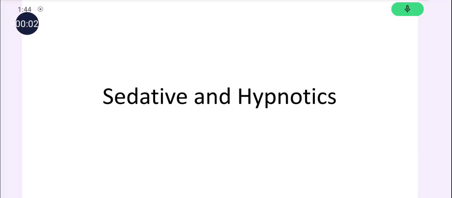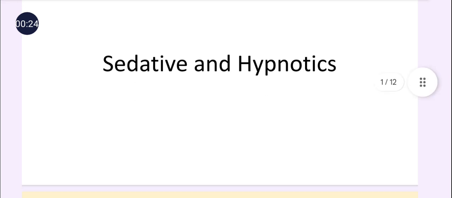Hi everyone, today we are going to start with a new topic, that is sedatives and hypnotics. Sedatives and hypnotics are drugs that are used to treat insomnia. Insomnia is a condition of loss of sleep or some sleep related disorders, and the sedative and hypnotic class of drugs are used to treat the insomnia.